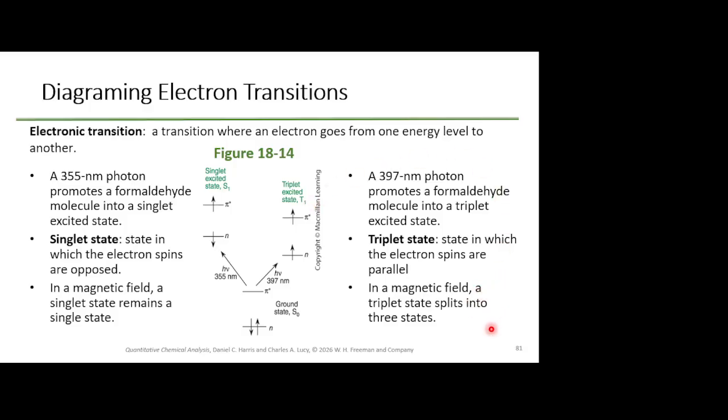Now, in a magnetic field, a triplet state will actually split into 3 energetic states. Okay? And so you'll see 3, a triplet. Do you remember NMR at all? Yeah, so this ends up playing a lot in NMR. These spin states, coupling.